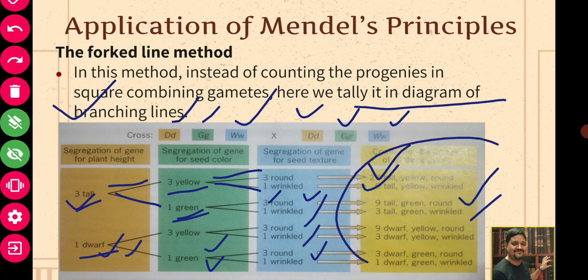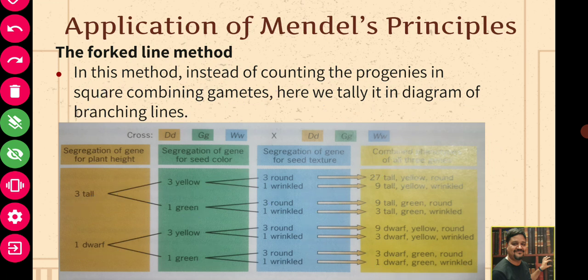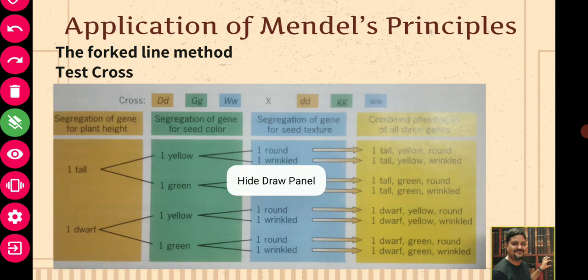Similarly, we can predict the frequency of different progenies that will be produced in a trihybrid cross. So if there is a trihybrid, tetrahybrid or above, then we can use the Forkline method. Here the Forkline method can be used for a test cross.